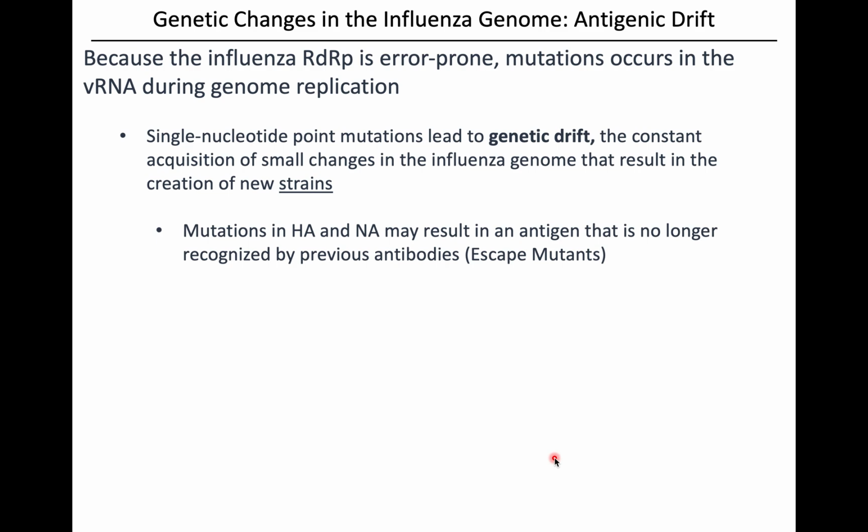But if any of these point mutations happen to occur in the HA or the NA proteins, which, as we mentioned, are the major proteins recognized by the human immune system, then you may end up in a situation where a flu virus that you previously had immunity to has now escaped that immunity because it has become a new strain and acquired these changes.